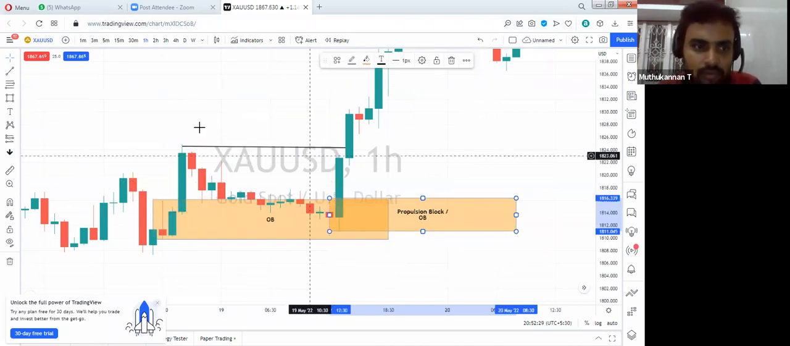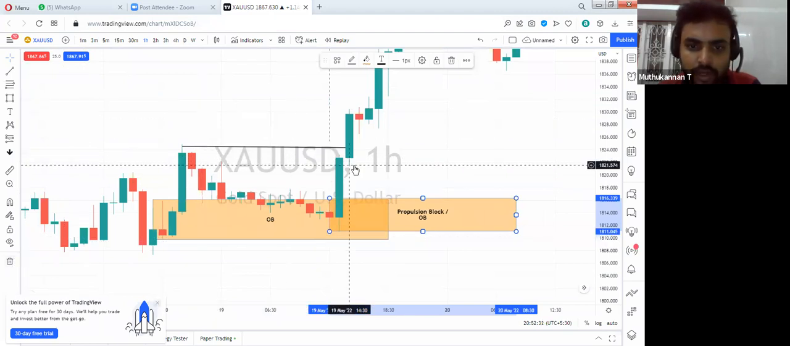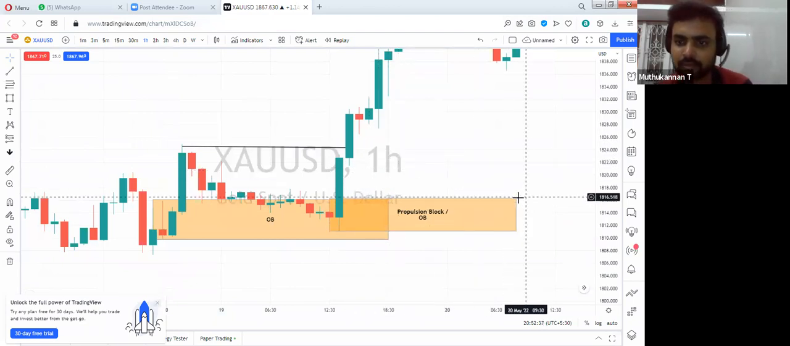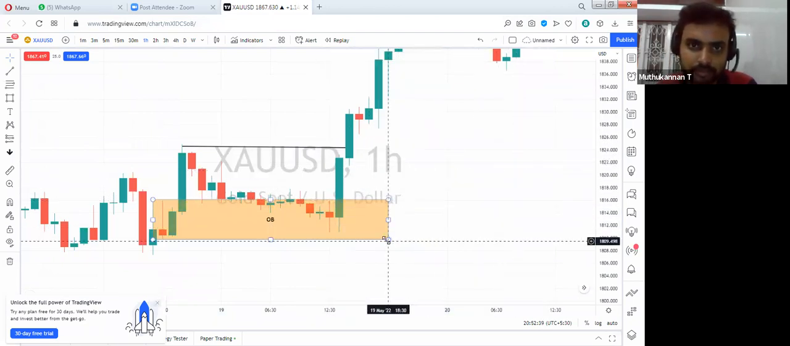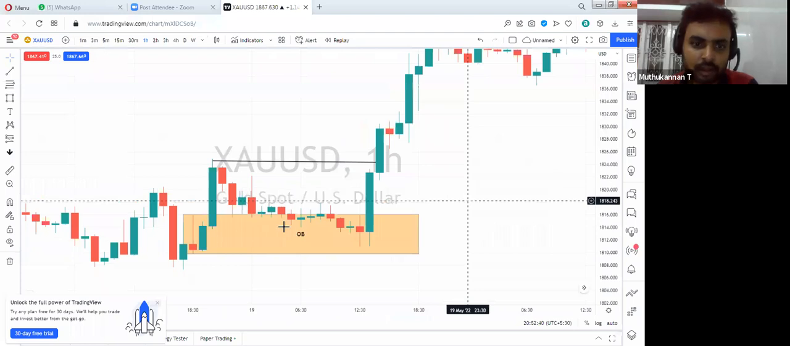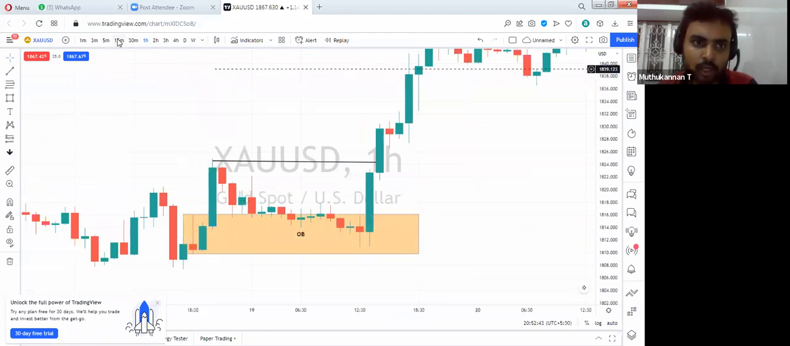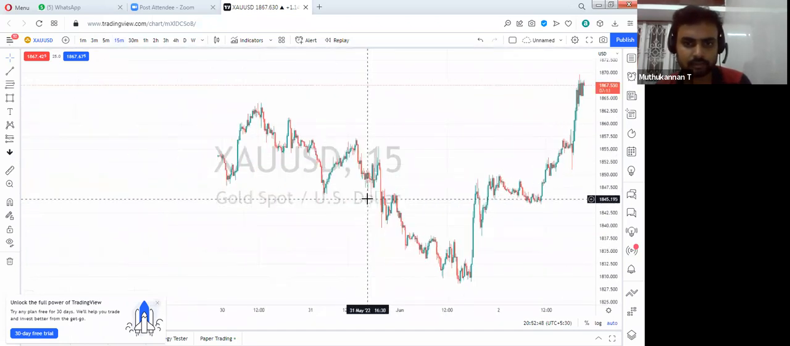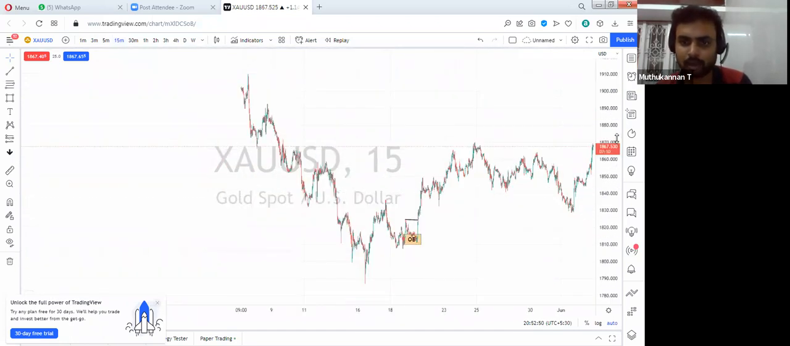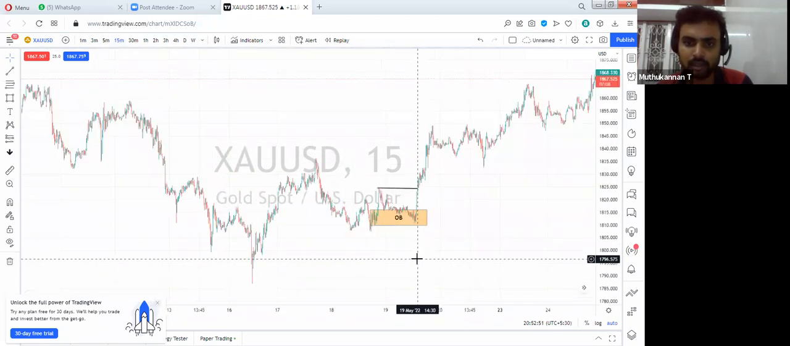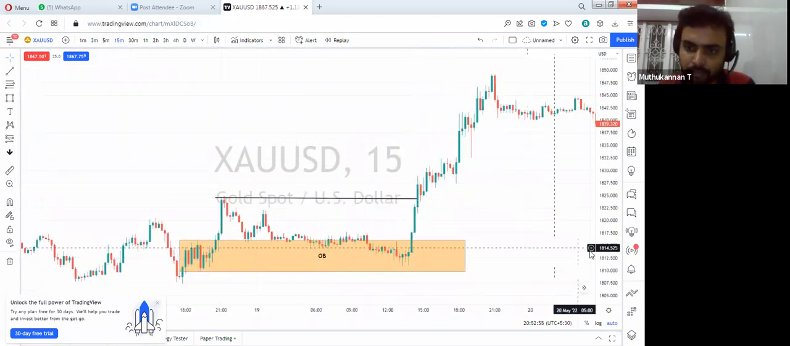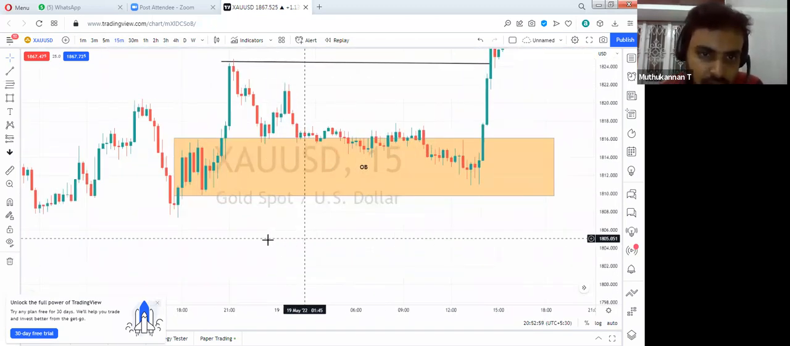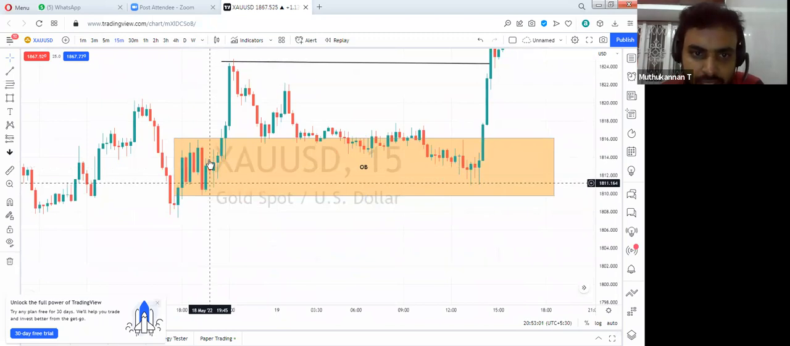Now, I have one more thing to cover. Now, this is the 1 hour time frame, right? What you can do is, you have marked a 1 hour order block. You can go to 15 minutes. So go to that same order block. This is the order block, right? In this 15 minutes time frame, you can look for the last bearish candle. Now, I can say this is my last bearish candle.